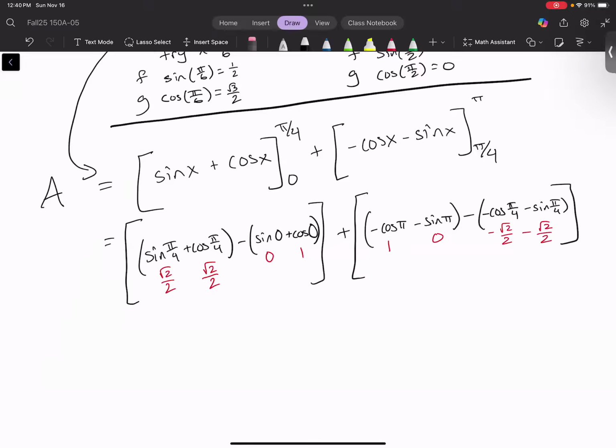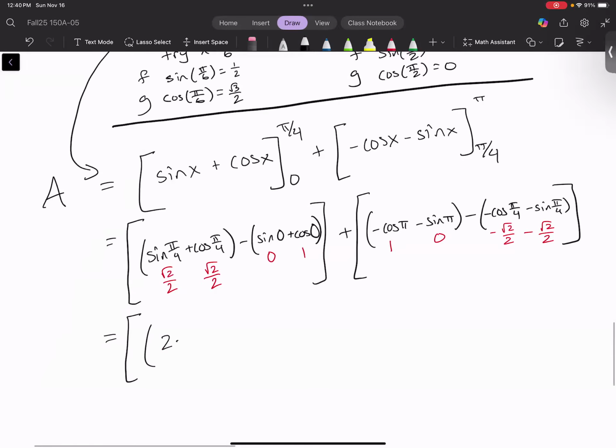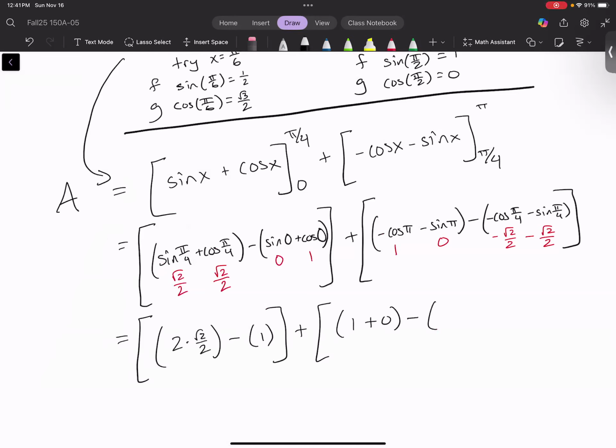Okay. So I have root 2 over 2 plus root 2 over 2, which is 2 times root 2 over 2, minus 1. And then I have a 1 plus 0, minus root 2 over 2 minus root 2 over 2. That's minus 2 times root 2 over 2.